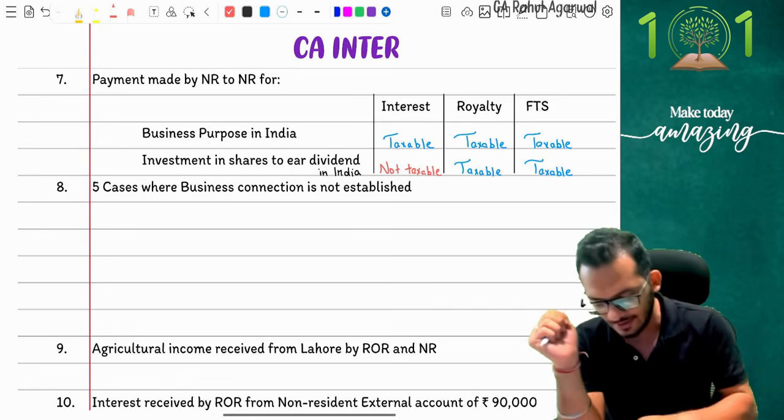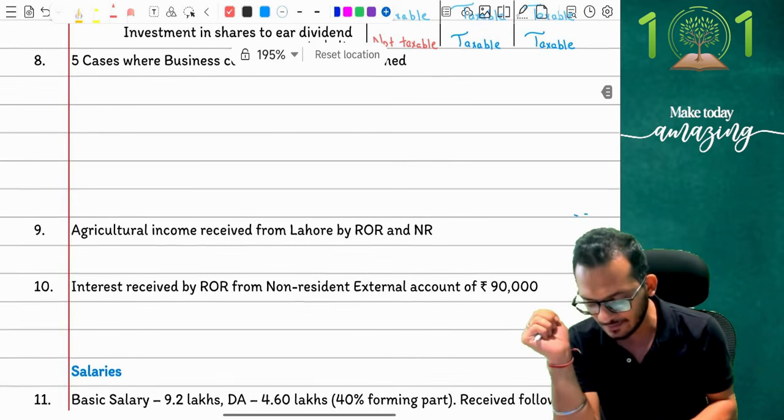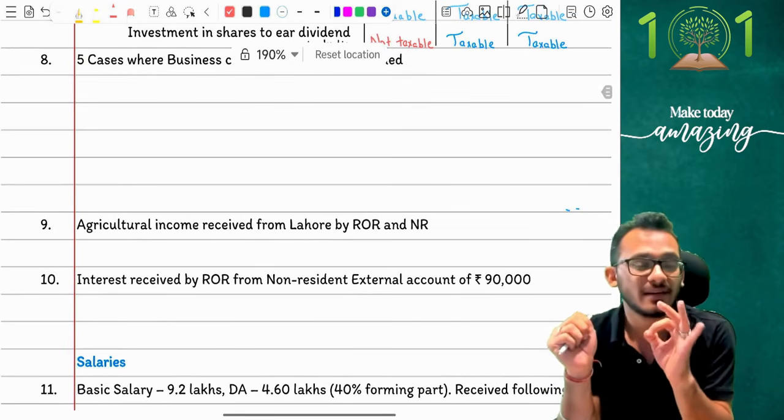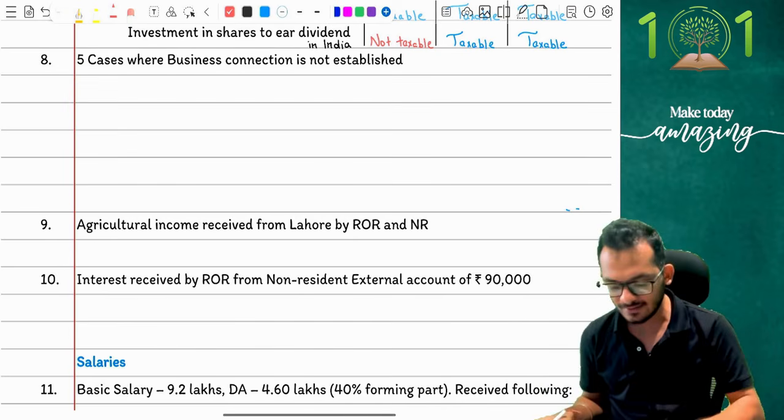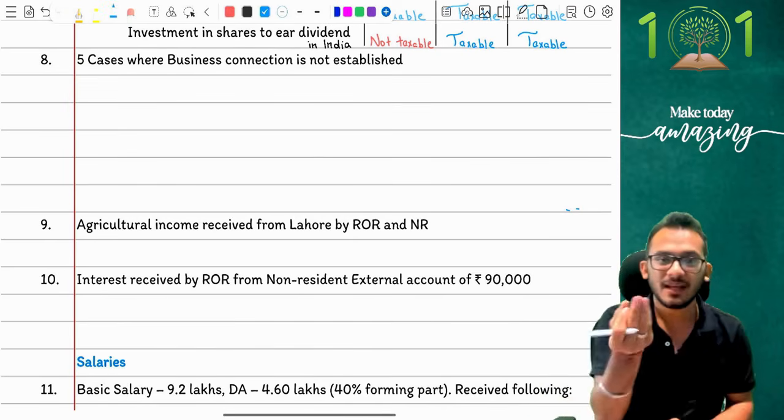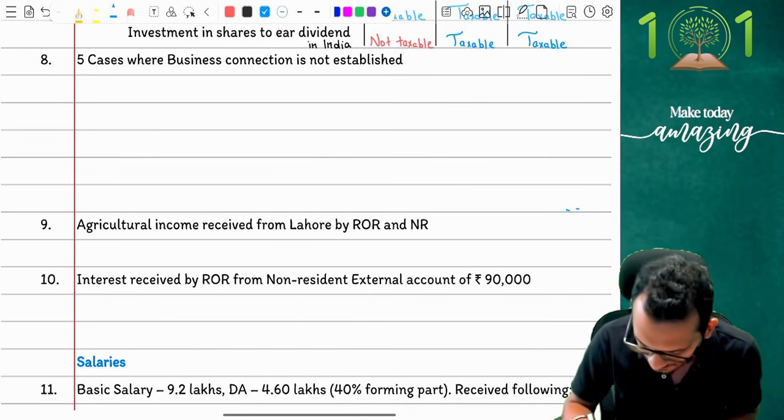Yes. Very good. Then comes your tricky one, the one which people generally don't read and miss out in examination because you get it in scope of total income. I am at question number 8, which says, what are the 5 cases when the business connection is not established? Can you help me out? What are the 5 cases when business connection is not established?